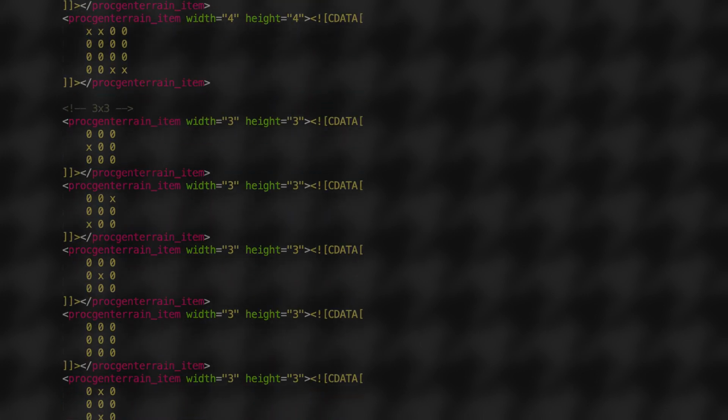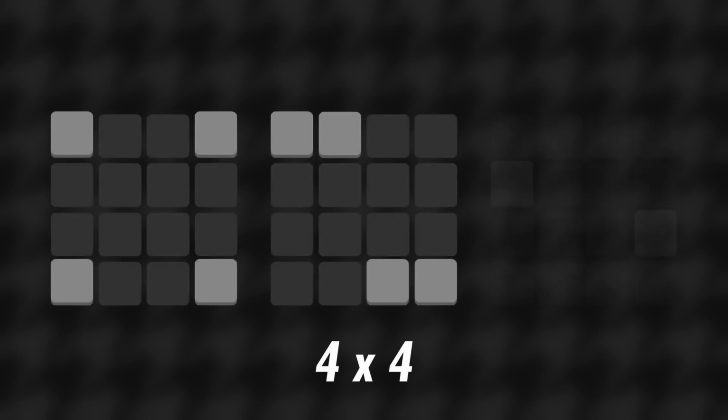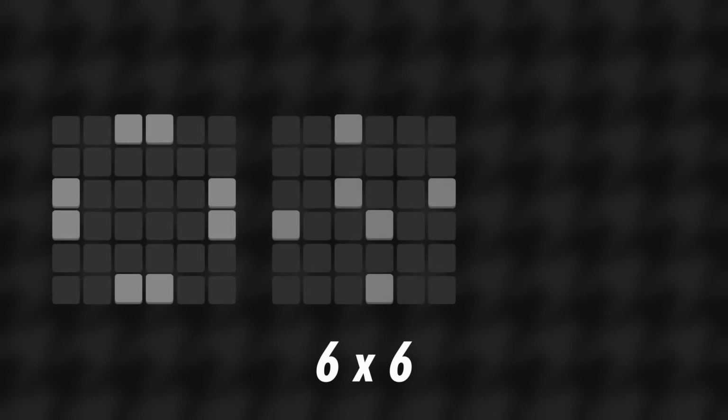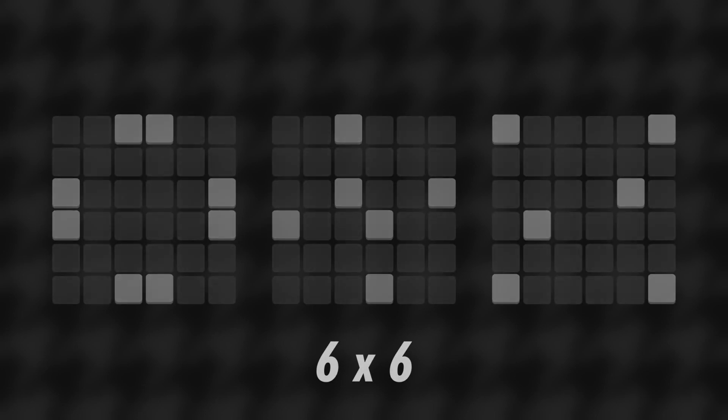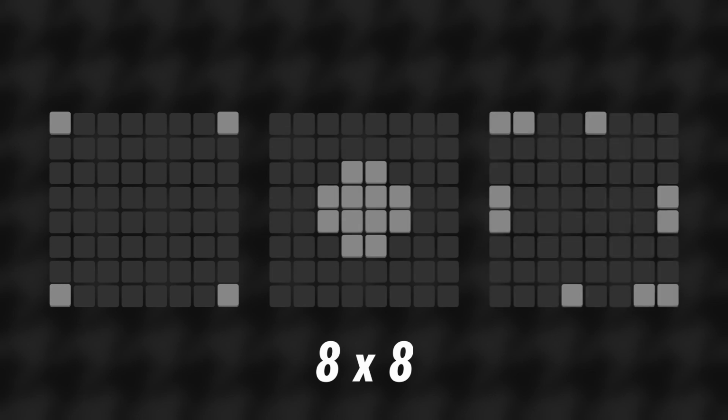Here are some examples. For a 4x4 grid, it might use this, this, or this. For a 6x6 grid, it might use this, this, or this. For an 8x8 grid, it might use this, this, or this. These templates mostly exist to make the level symmetrical, or to make them look nice. Now that these blocks are placed, the grid can be filled in.